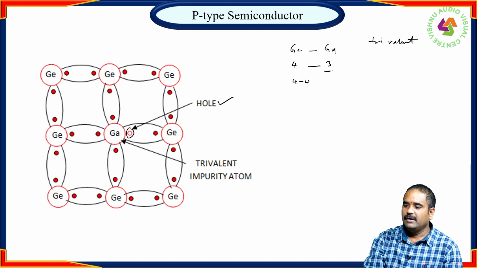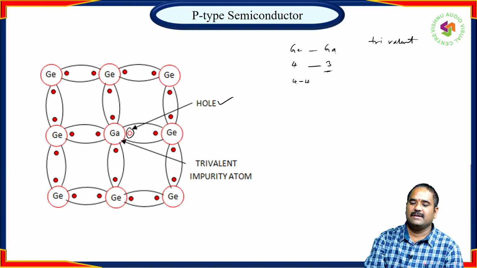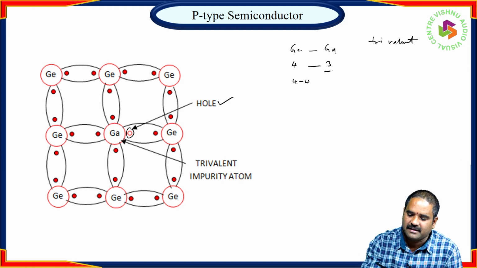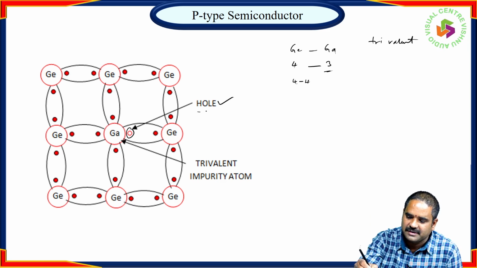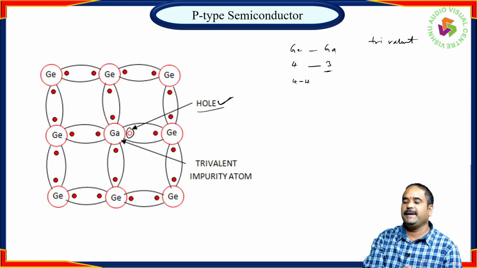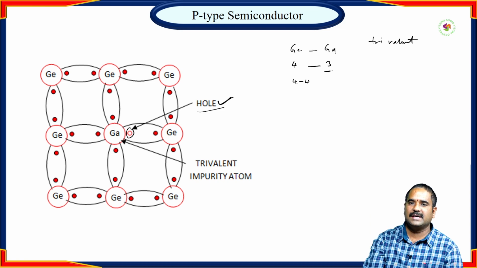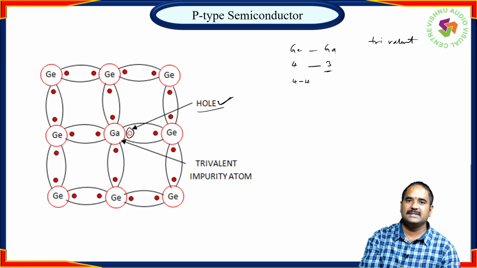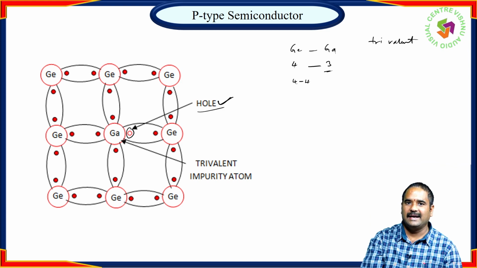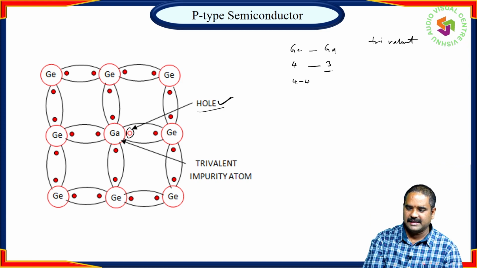I repeat, to form 4 covalent bonds, 4 electrons are required, but there are only 3. So there is a deficiency of electron. The deficiency of electron is now termed as a hole. So in p-type semiconductor, holes are the majority charge carriers and electrons are the minority charge carriers.